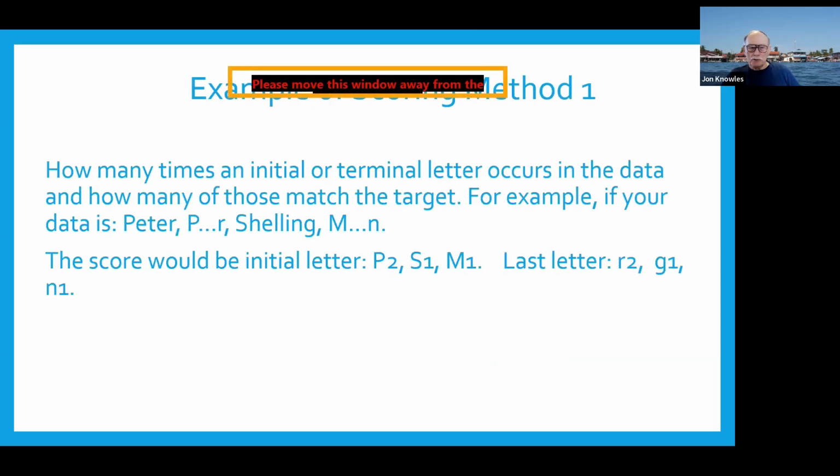So this is an example of if the data were Peter, P.R, the name Schelling, and M.N. The score would be initial letter 2 P's, 1 S, and 1 M. The last letter would be 2 for R, 2 for G, and 2 for N. I did not mix the letters that viewers had. In other words, if they had it for the initial letter, it counted as the initial letter, and for the last letter, it counted for the last letter. If it was put up as a last letter, it did not get credit as an initial letter.